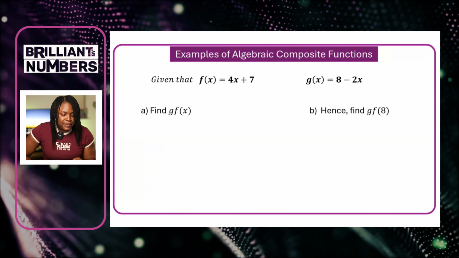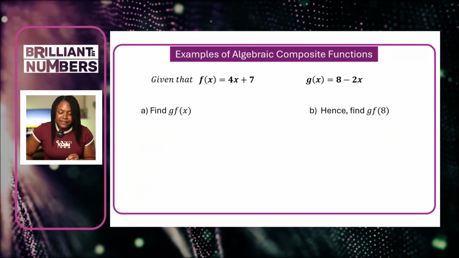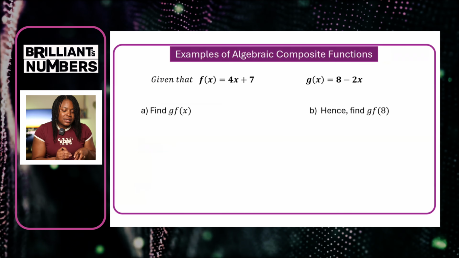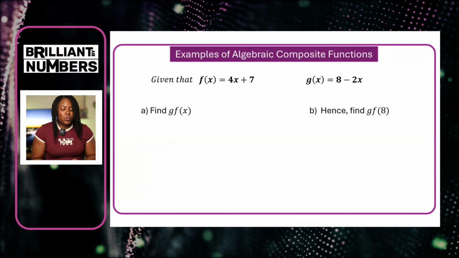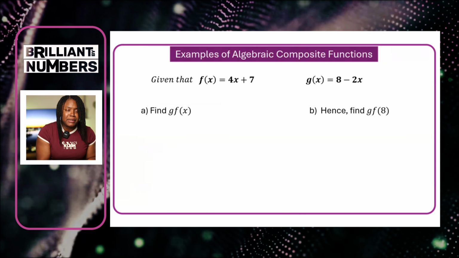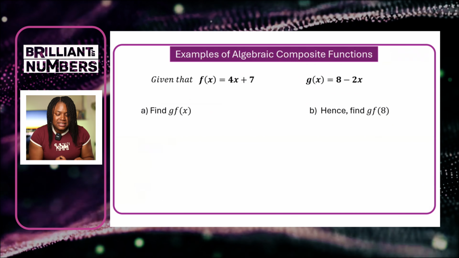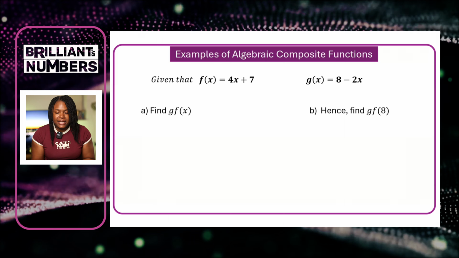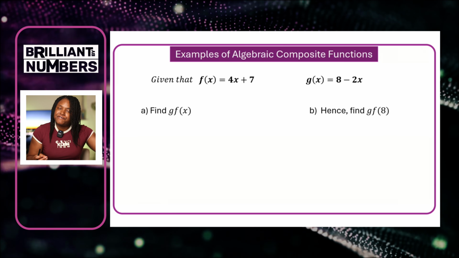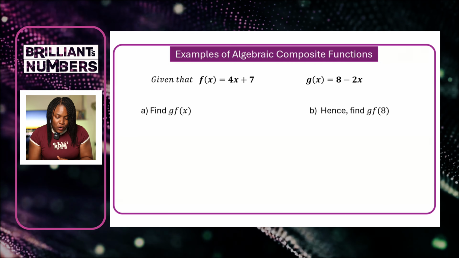So I've got one example here where we're given that f of x is equal to 4x plus 7 and g of x is equal to 8 minus 2x. We're asked here in part A to find what is g of f of x. Notice no numbers given this time in part A. However, in part B, there is a hence. Hence, find the value of g of f of 8. Now, whenever hence comes into a question, it means that having done the first question, use it to do the second. That's what the word hence means. It's a follow-up question.